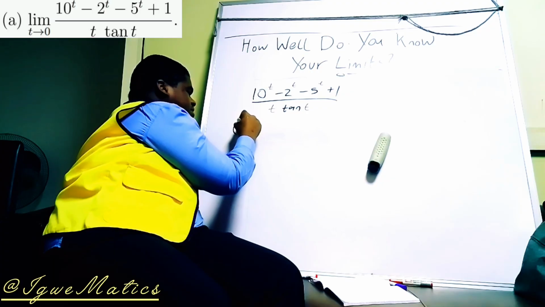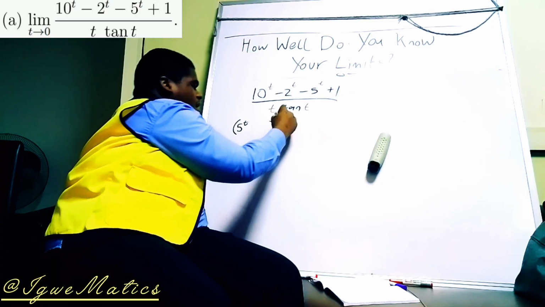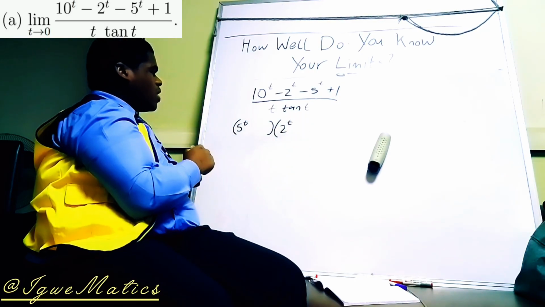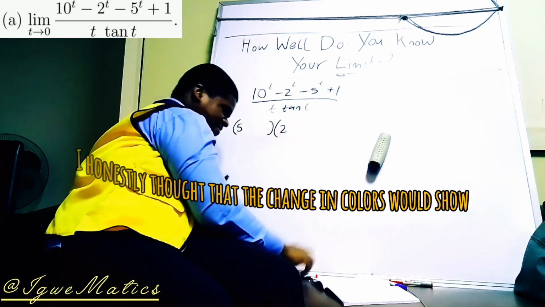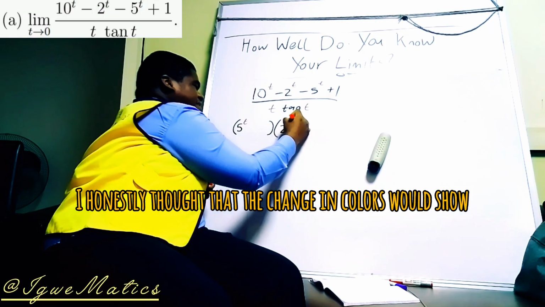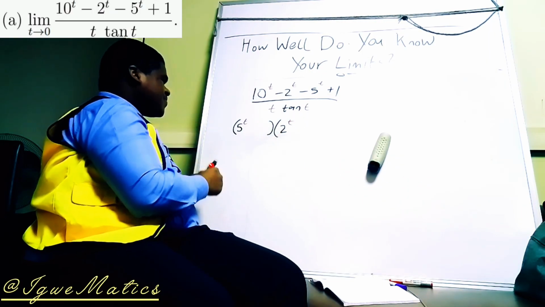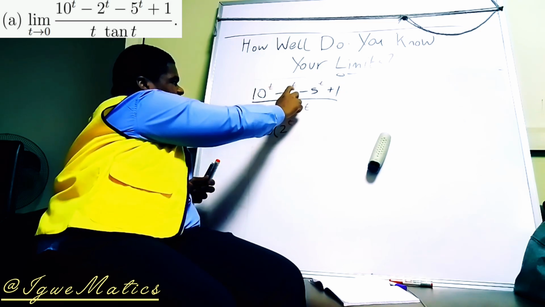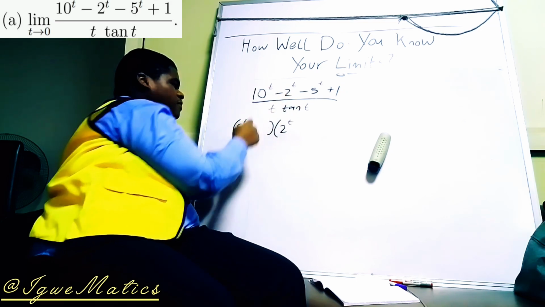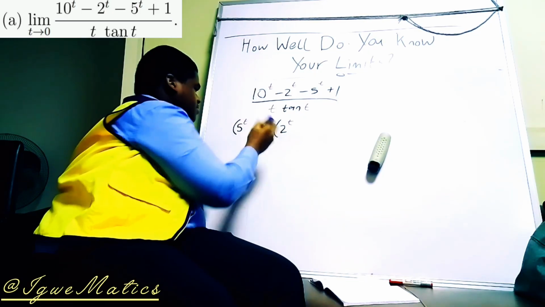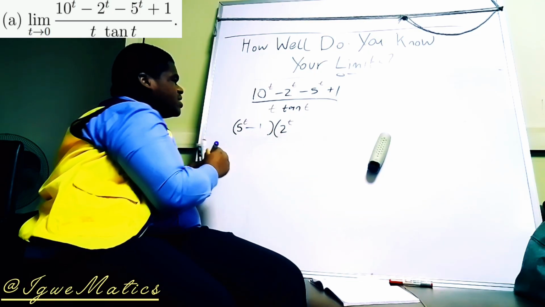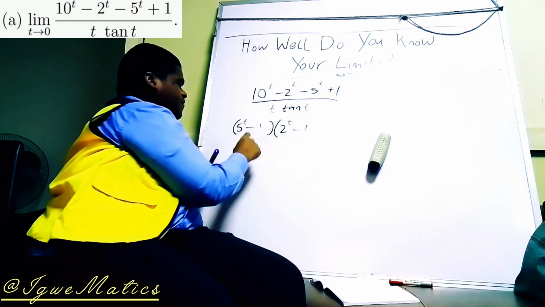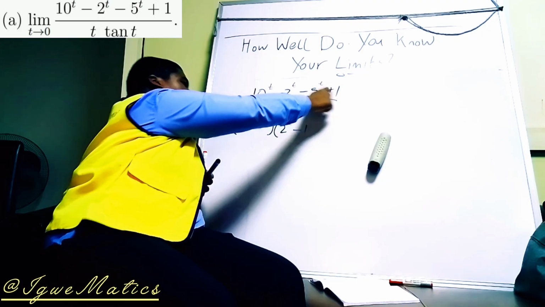So I must have something like this: 5 to the power of t and 2 to the power of t. Let me change the variables and use the red marker, because I want the video to be like a red pen, blue pen. So we have 5 to the power of t times 2 to the power of t. That will give us 10 to the power of t. But we also need minus 2 to the power of t, and to have minus 2 to the power of t, this should be minus 1. We also need minus 5 to the power of t, so we need minus 1 here. And finally, minus 1 times minus 1 gives us plus 1.